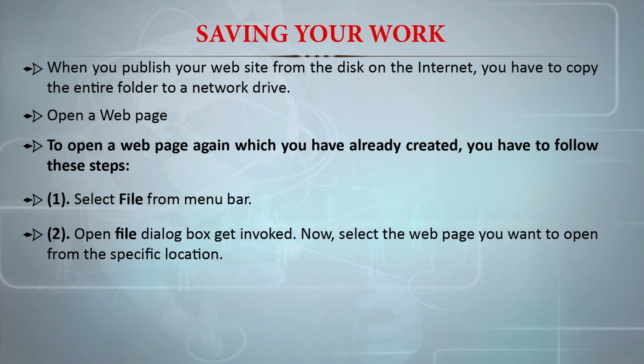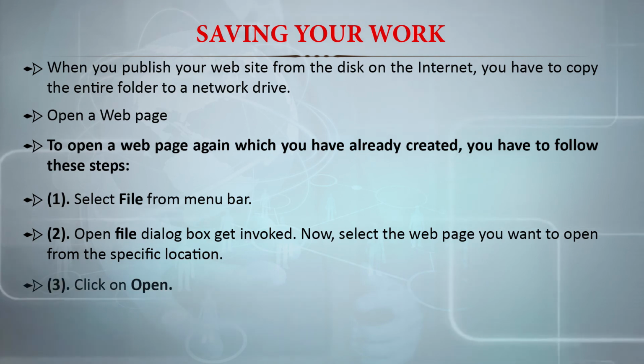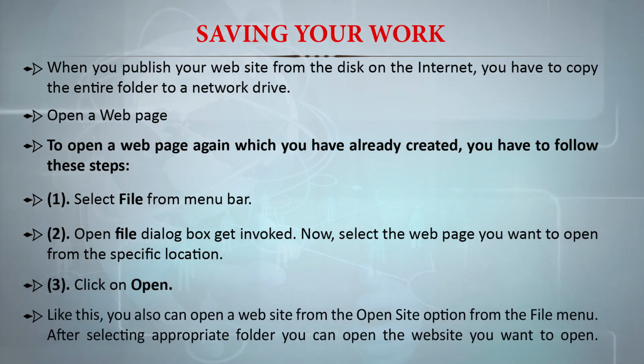It opens in the form of a dialog box. Then select the web page you want to open from the specific location and then click on Open. Like this, you can also open a website from the Open Site option from the File menu. After selecting the appropriate folder, you can open the website which you want to open. Otherwise, something else will get opened. So you need to be sure that only what you want is opened.